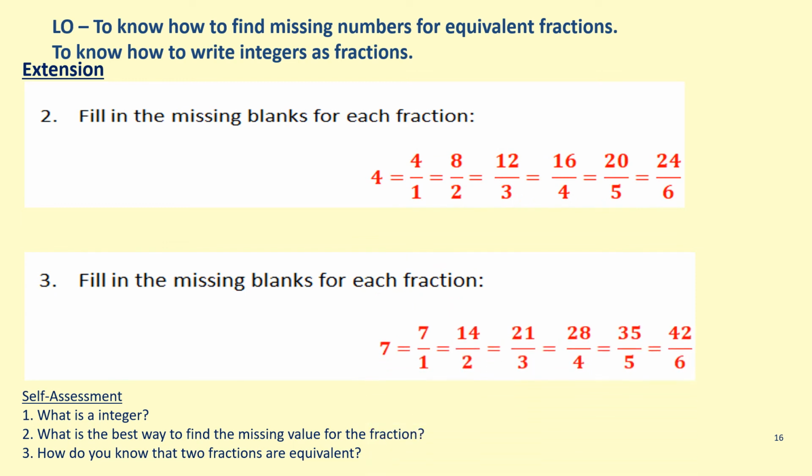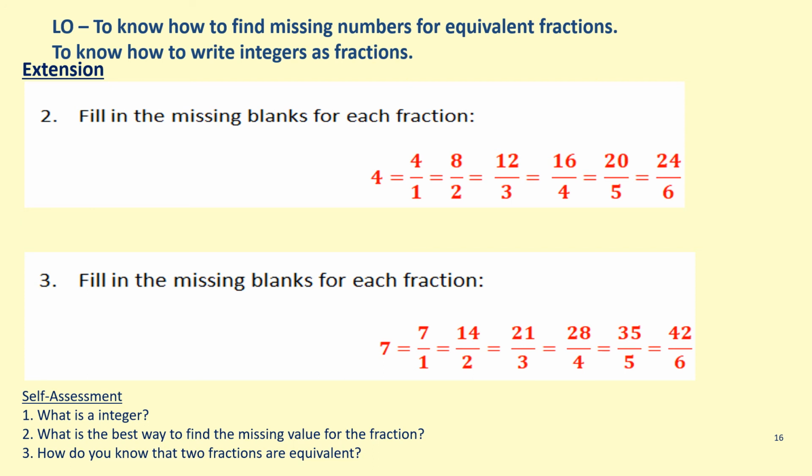And here are the answers for the extension activity. And for self-assessment, an integer is a whole number. The best way to find the missing value for the fraction is to compare. If the missing value is the numerator, that means we've got both denominators, to compare them and work out what we need to multiply or divide by to get the missing value.